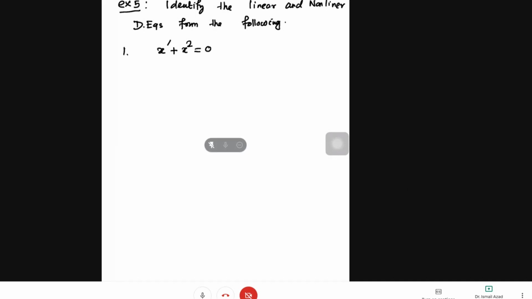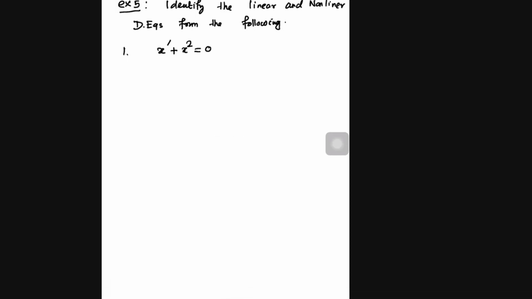Not linear. Why? Power 2. Is this x your dependent variable? There is no y. First, you have to decide what is your independent and what is your dependent variable.